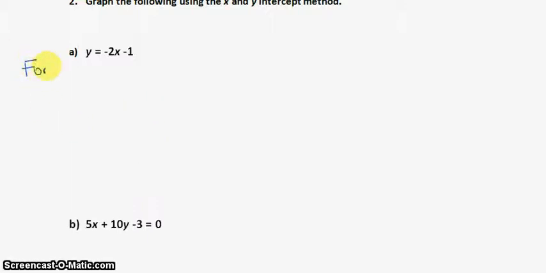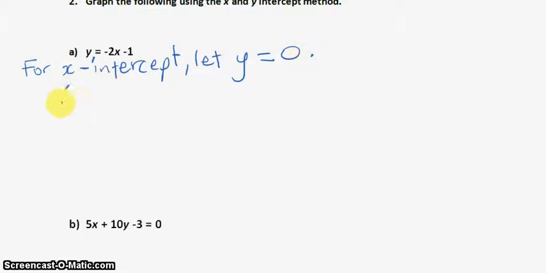So I'm going to start off by going for x-intercepts, it's actually x-intercept because we know straight lines just have 1. For x-intercept, let y be equal to 0. Okay, so therefore I can say that minus 2x minus 1 is equal to 0.